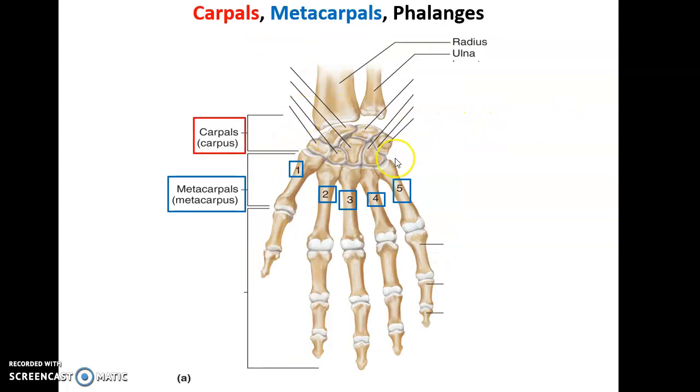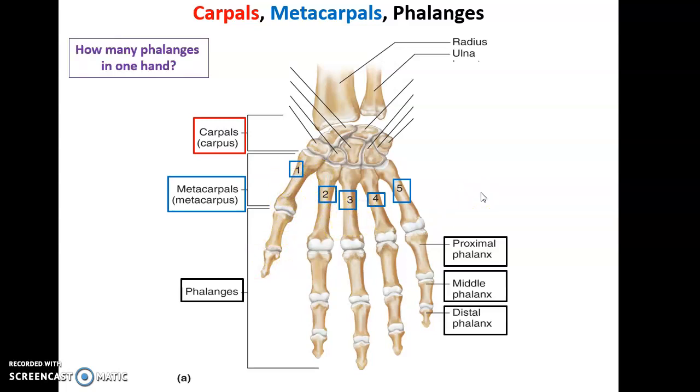All right, we have 8 carpals. These are the wrist bones. Then we have 5 metacarpals, named 1, 2, 3, 4, 5, starting off at the same side as the thumb, so metacarpal 1, metacarpal 2, etc. Then we have the phalanges. The phalanges are the bones in the fingers. For most fingers, we have 3 phalanges called proximal phalanx, middle phalanx, and distal phalanx. However, for the thumb, there are only 2 phalanges, the proximal phalanx and the distal phalanx.